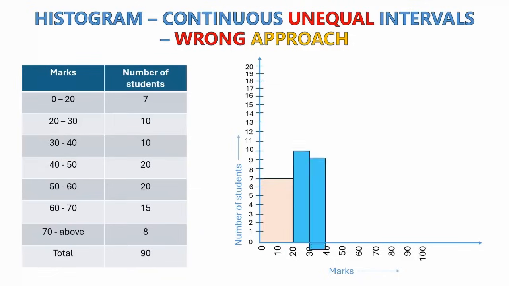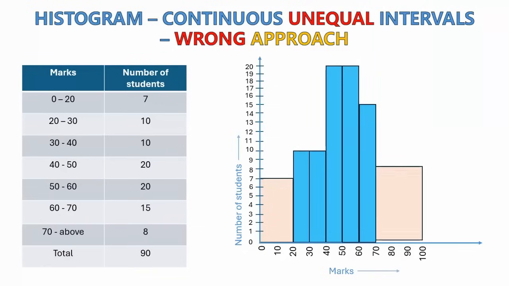Similarly, if the bar length for the 70 to 100 range is plotted as 8, we have 3 units for width and 8 units for length. That gives us an area of 24, which shows it is 24 students in that range, which is again wrong. Okay, now let us see how to fix this.